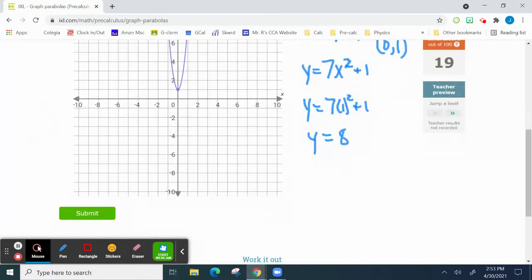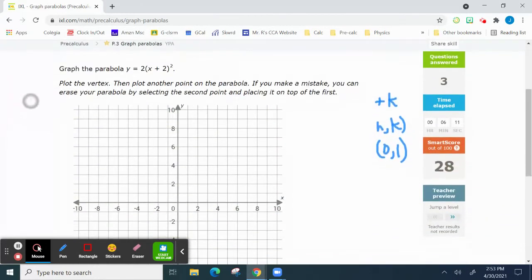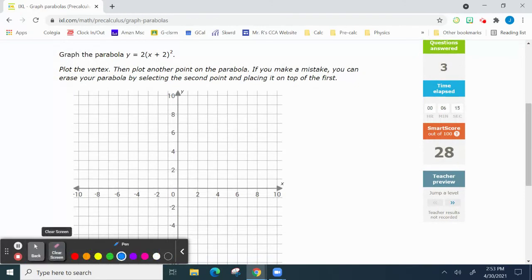And now we'll submit. Okay, there we go. All right. Basically a very similar problem. So we'll just write our y equals a x minus h squared plus k. That's great. If you write that enough times, you memorize it.